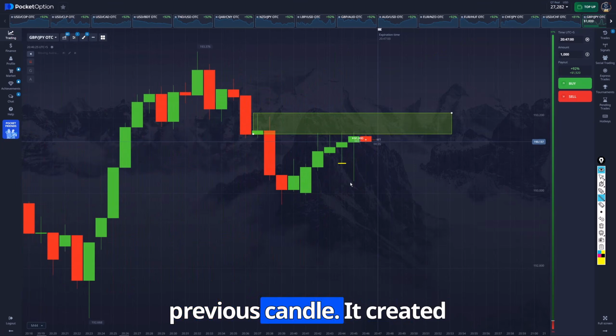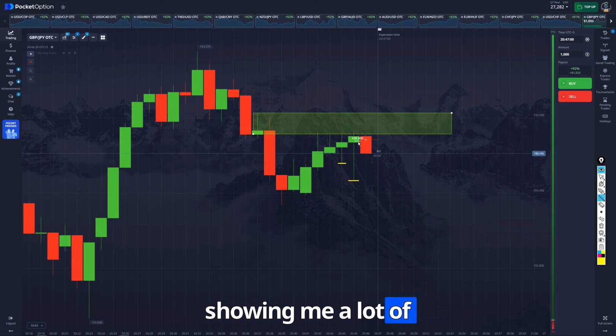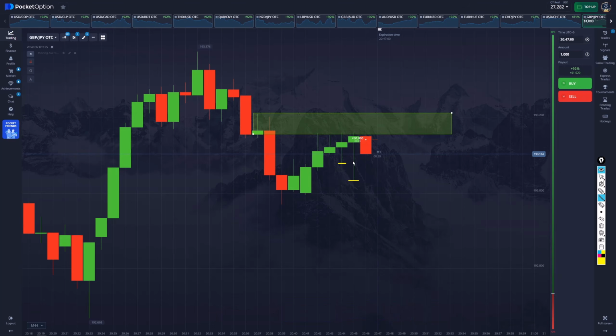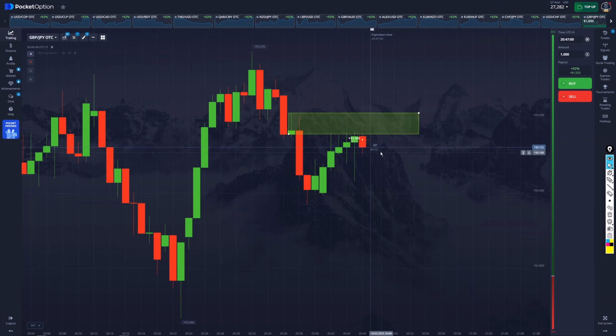If you look at the previous candle, it created this lower low, so it's showing me a lot of sellers in this movement. Today's market looks very bad. This week the market was not good at all, and it was hard to find good setups. So this is also a low quality setup for me.